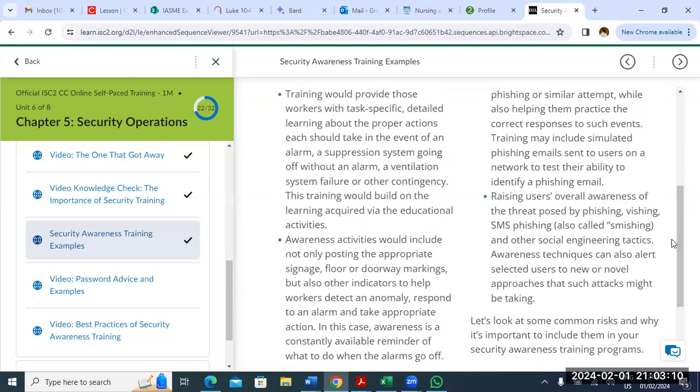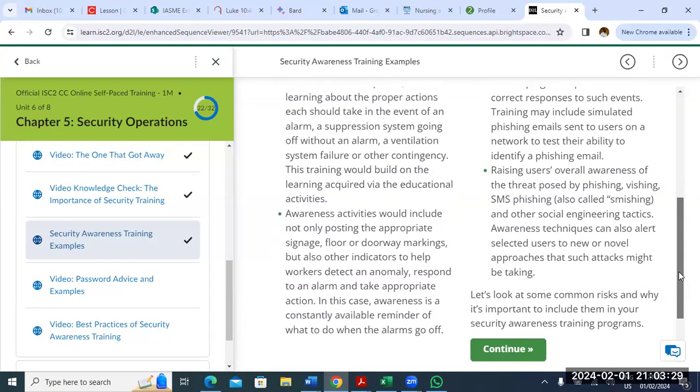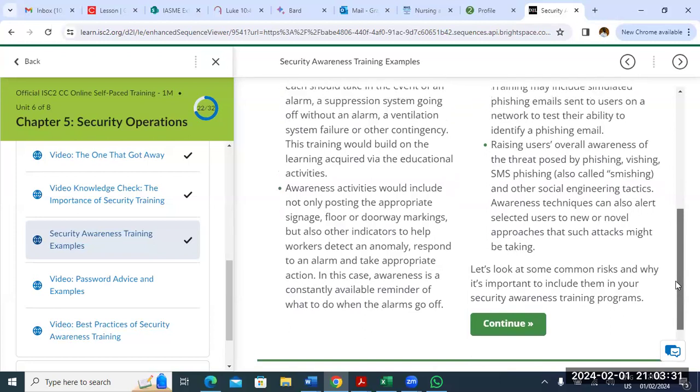It raises users' overall awareness of the threats posed by phishing, SMS phishing, which is smishing, and other social engineering tactics. Awareness techniques can also alert selected users to new and novel approaches that suggest an attack might be taking place.